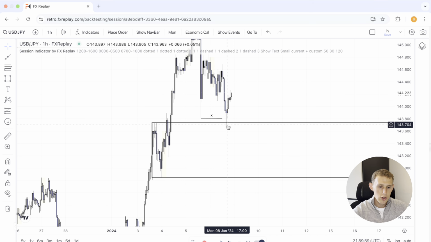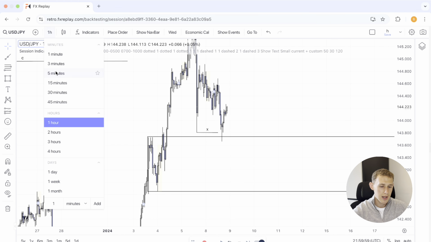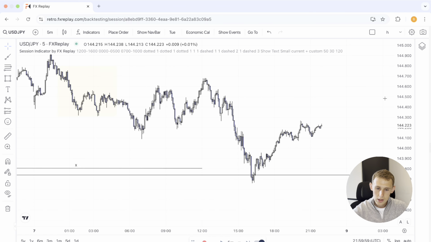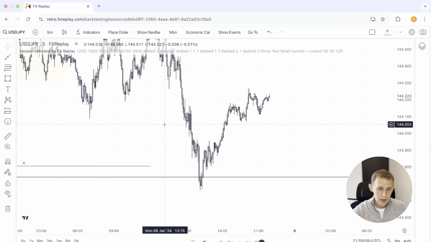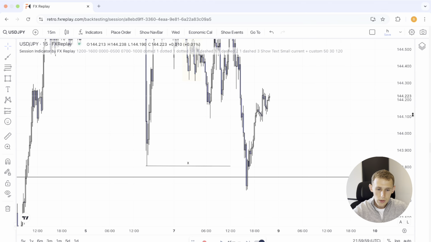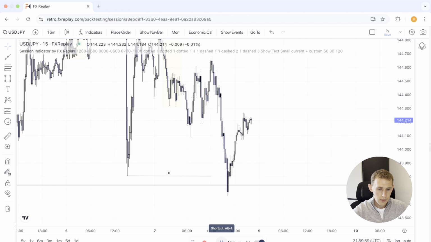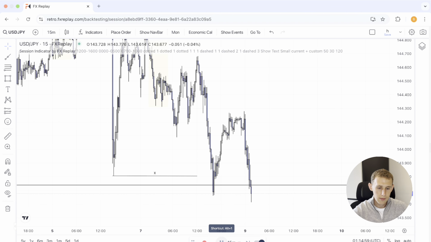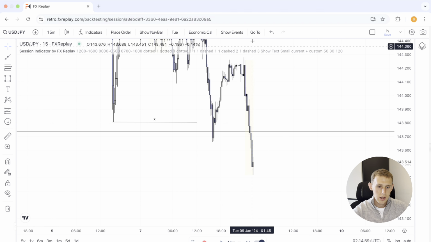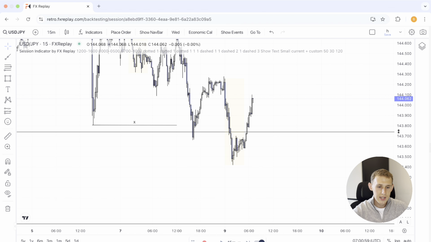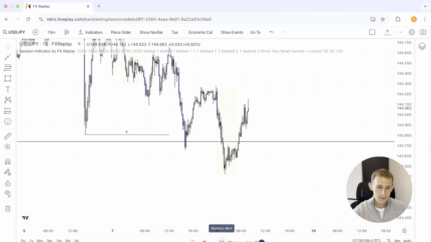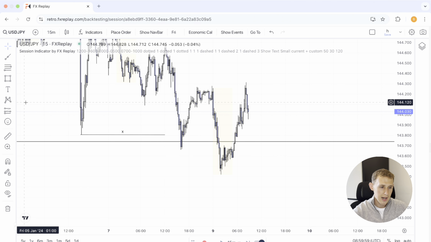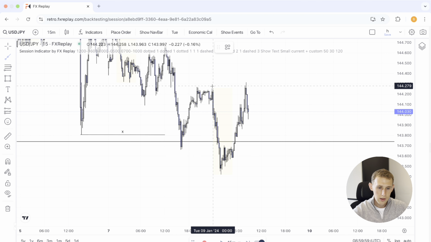There was probably an initial entry here, which I missed because I played it slightly too quickly. But you can see here price starting to shift back bullish. Nothing just yet though. Maybe if we can see at least an M15 change of character here. Yeah, so exactly like that. That's what I was looking for. M15 change of character.